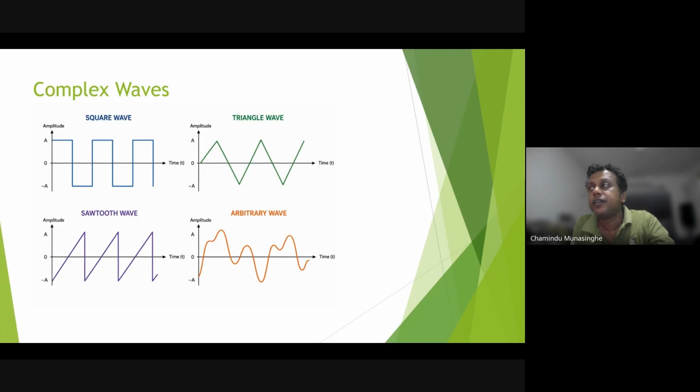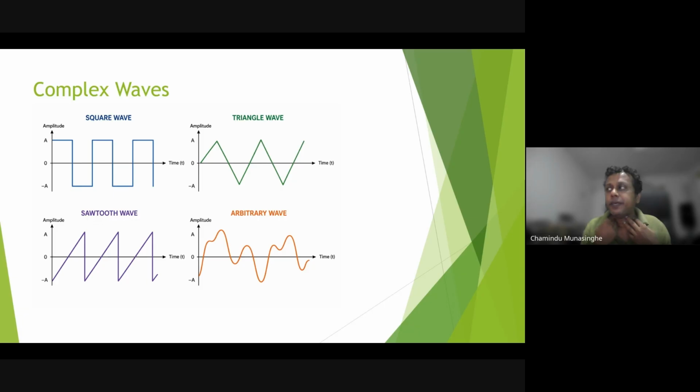Square waves, triangle waves, and sawtooth waves are very commonly used in communication as well as in different other areas. Even in digital music synthesis, we use triangles and sawtooths. If you are into this, you'll see. We have specific names for these because we use them frequently. And then there are arbitrary waves as well.